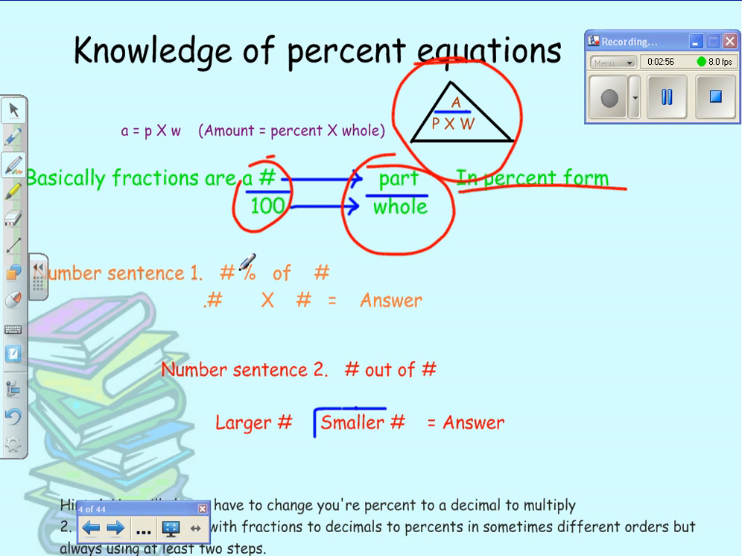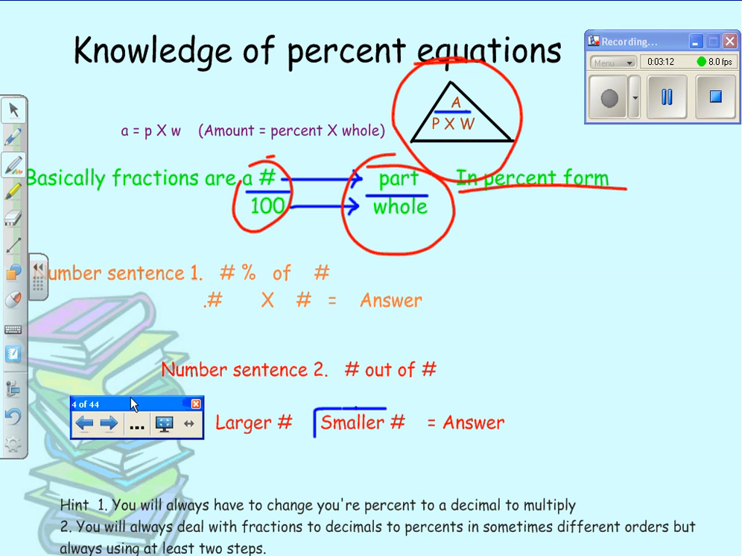Number one sentence: number percent of number. Point number times number equals answer. That is one of our examples. Number two sentence: number out of a number. Larger number and then the smaller number will equal your answer. Hint: you will always have to change a percent to decimal to multiply. You will always deal with fractions to decimals to percents, sometimes in different orders, but always using at least 2 steps.